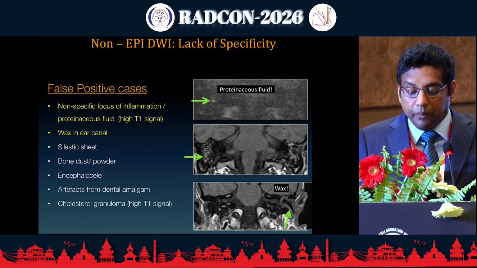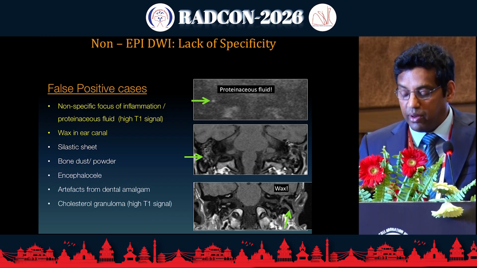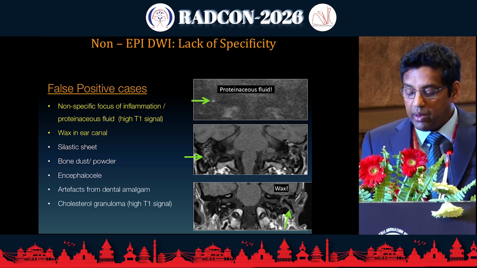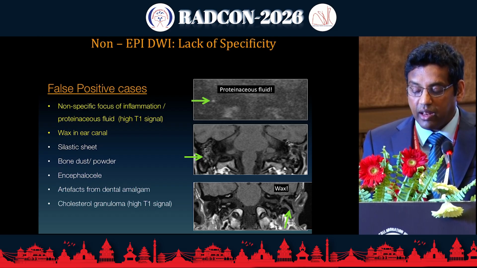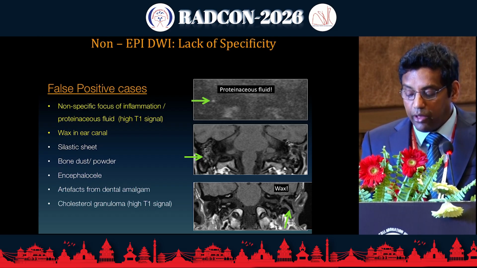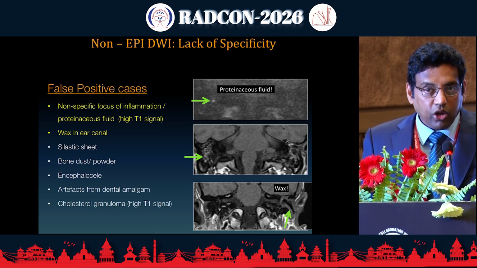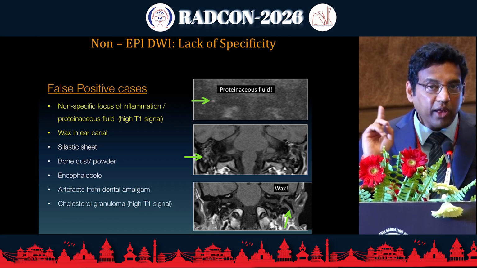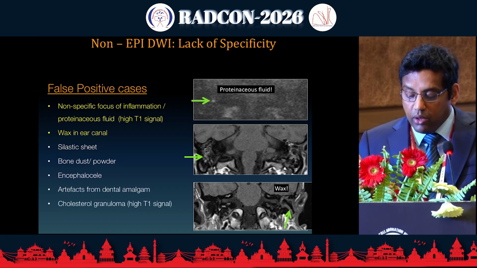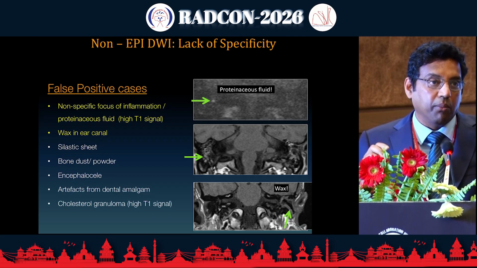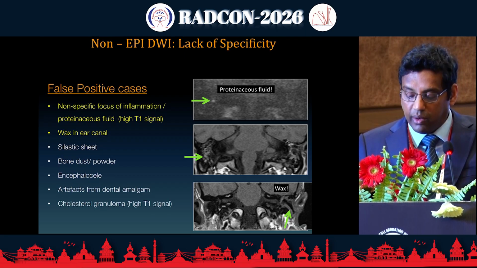The main cause of false positives is proteinaceous fluid and inflammation. And that's quite easy to spot. For example, here we have a false positive signal in the mastoid, but it's high on T1. Cholesteatoma is not high on T1. That's why I always do T1 weighted images. So this is proteinaceous fluid. Yeah, proteinaceous fluid can be high on T1.